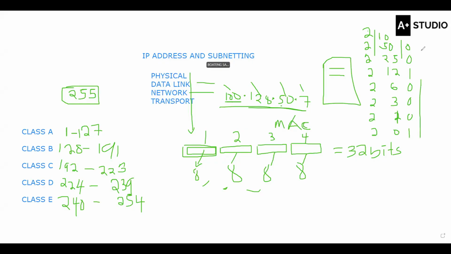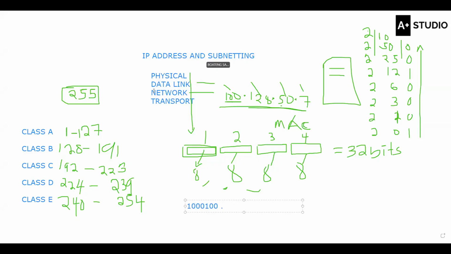So we write this in the first octet. Let me write it right here, for the first octet: 1 1 0 0 1 0 0. As you can see, we have 8 bits for the first octet. So let me do the second octet as well.